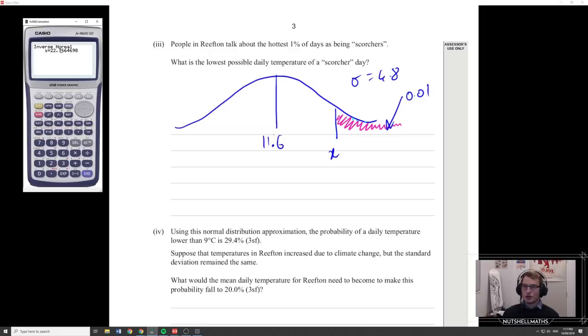Okay, so we've got all that sorted. We hit enter, 22.766. So yeah, hopefully that's helped you there. Okay.